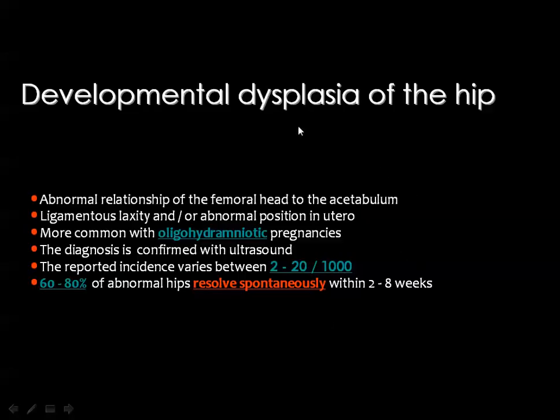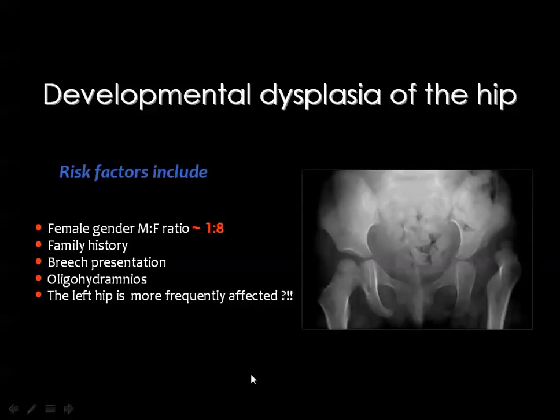There is also a good association between this abnormality of the hip and the presence of oligohydramnios. The diagnosis is usually made with confidence by ultrasound, and the reported incidence ranges from 2 to 20 per thousand. 60 to 80% of abnormal hips may resolve spontaneously and reach the normal relationship between the head and the acetabulum within 2 to 8 weeks after birth.